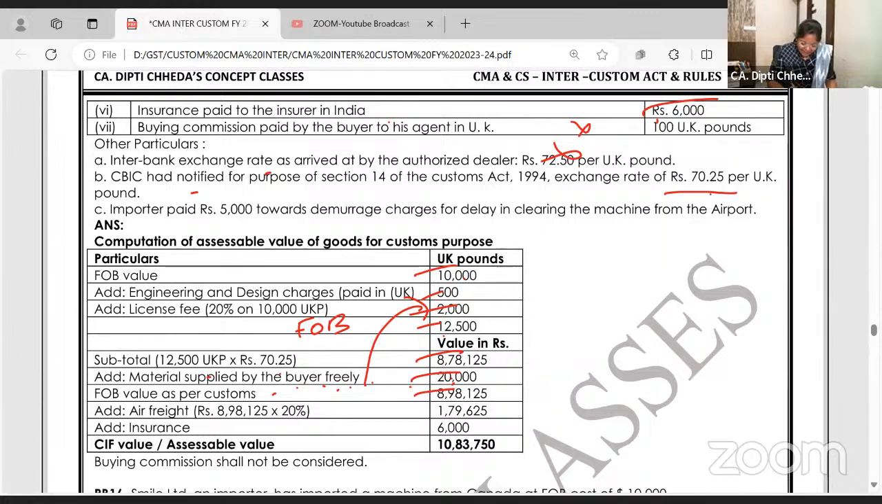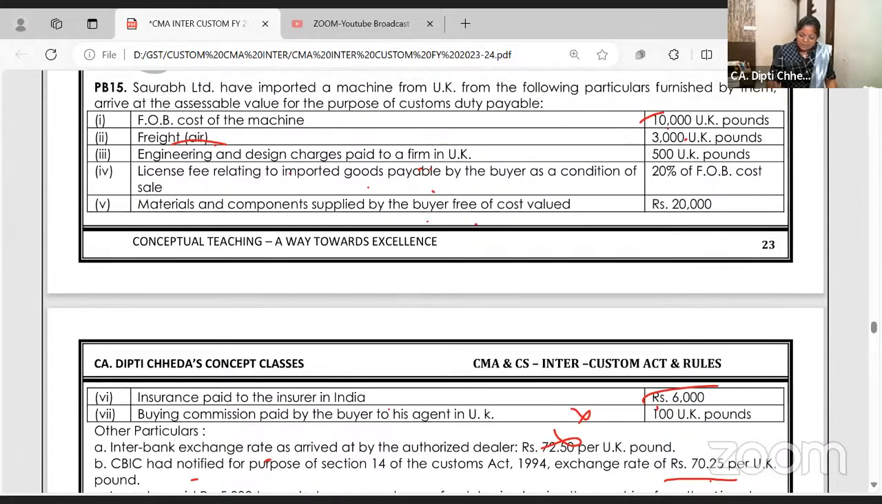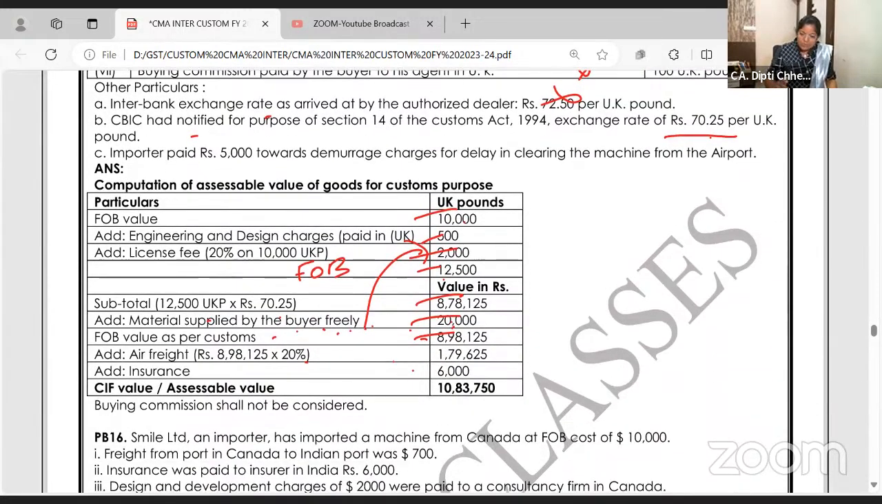Now air freight cannot be more than 20% of this. So what is the actual air freight they have given? 3,000 pounds. करके देखो, 3,000 into 70.25, 2,10,000. Actual air freight is 2,10,000, but up to 20% means it will be this. Clear? Right. So this will be the air freight.